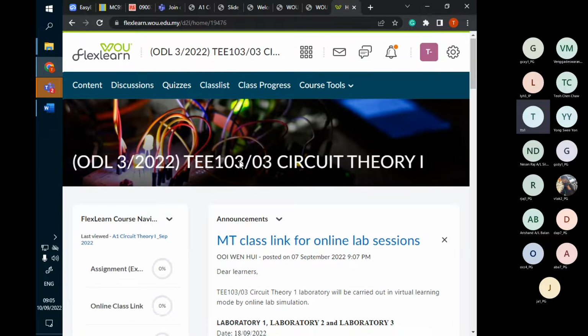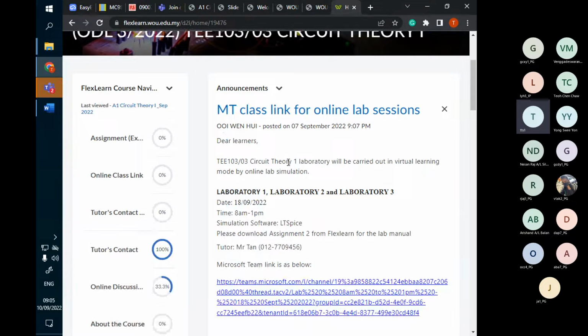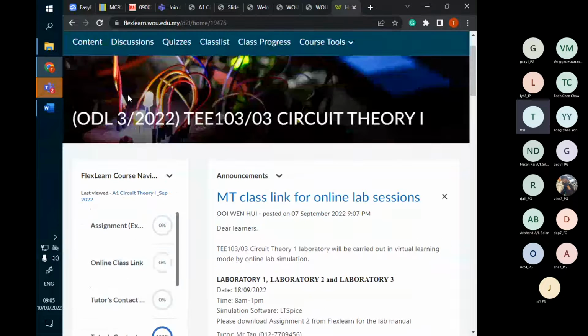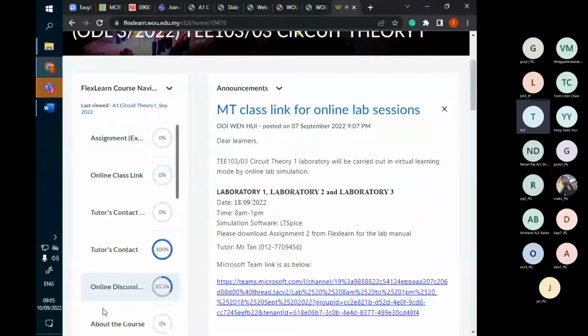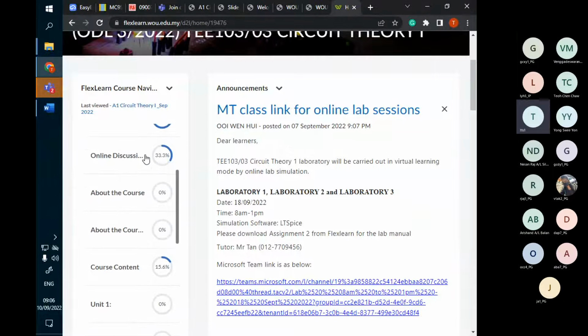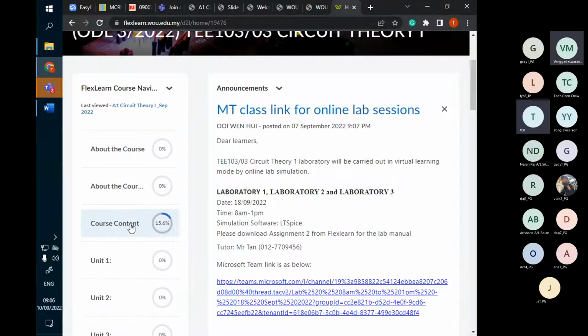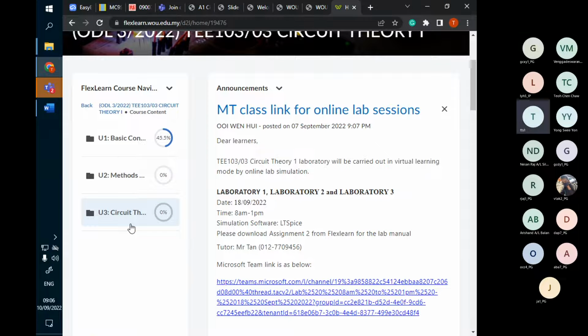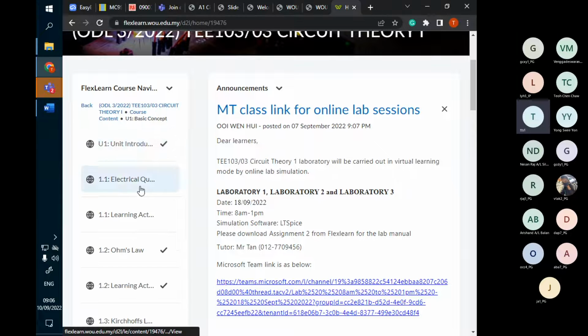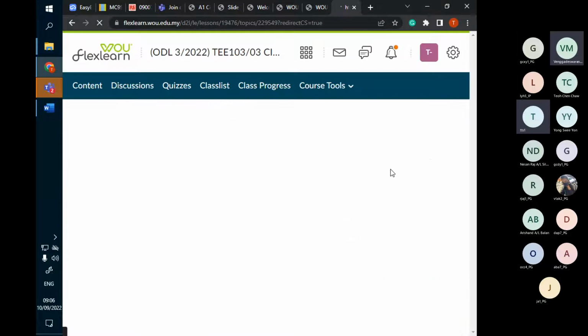When you come in here, you need to select the title that you want to go to. Your focus should be on the menu on the left-hand side, the left column. The first thing you probably want to open is the course content. Here you can see we have a total of 3 units, and when you click inside, you can read all the information.